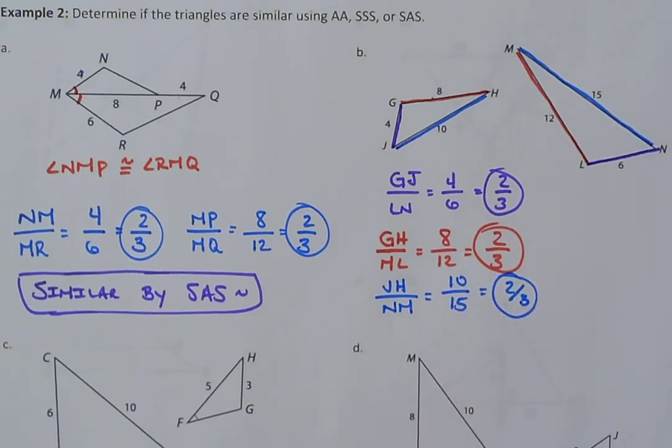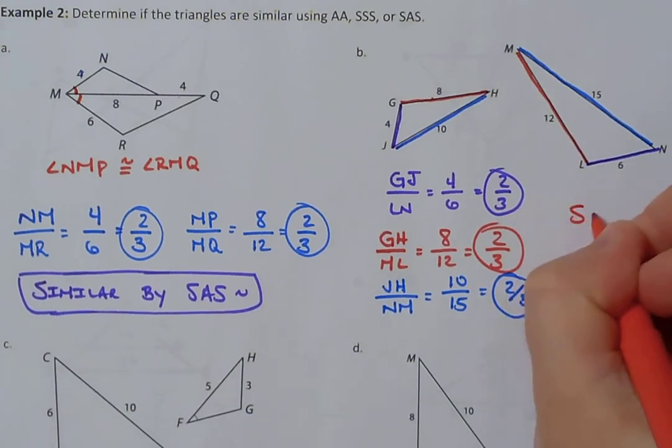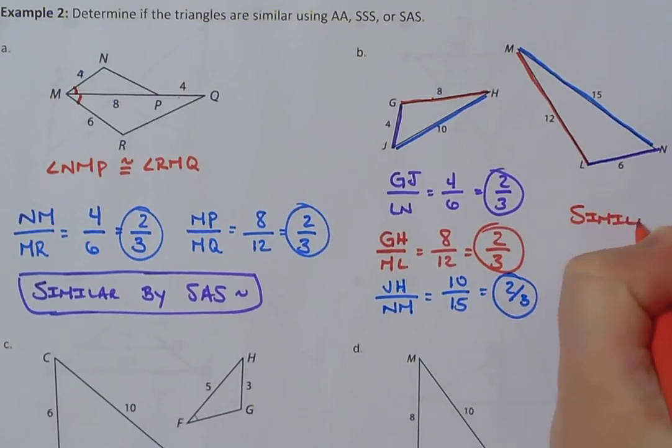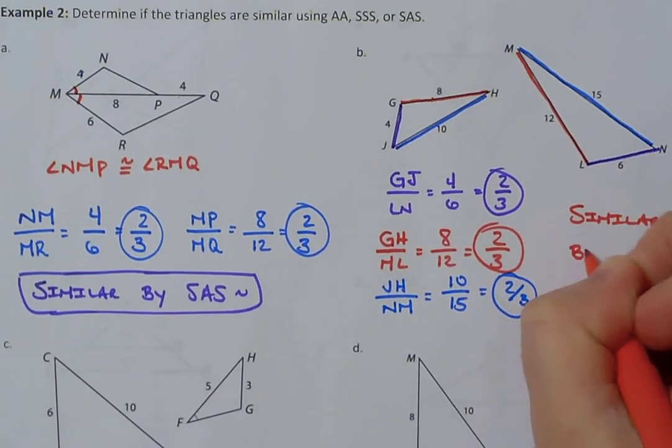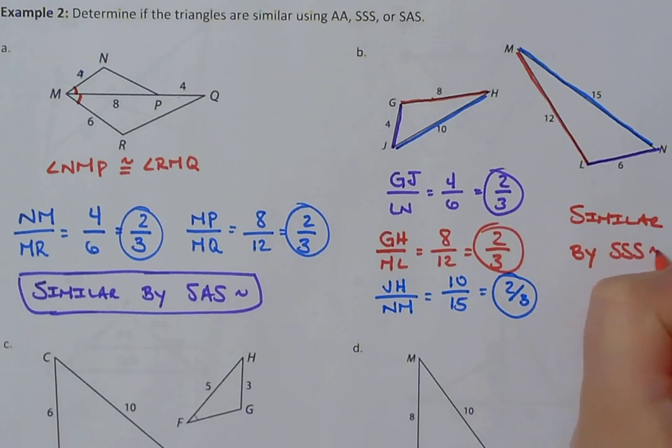So, because all three sets of sides have the same proportion of 2/3, that means that all three sides of one triangle are proportional to all three sides of another triangle, which allows me to say that these two triangles are similar by side, side, side similarity. And that is your answer for part B.